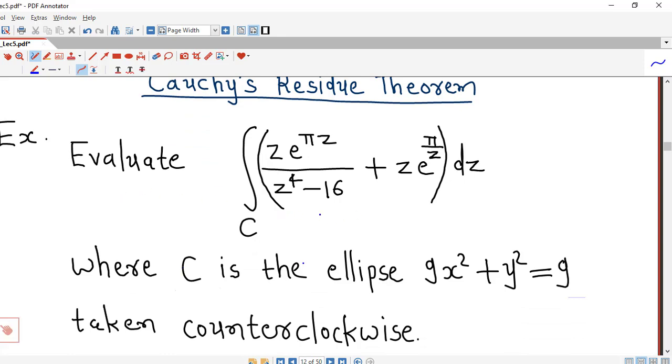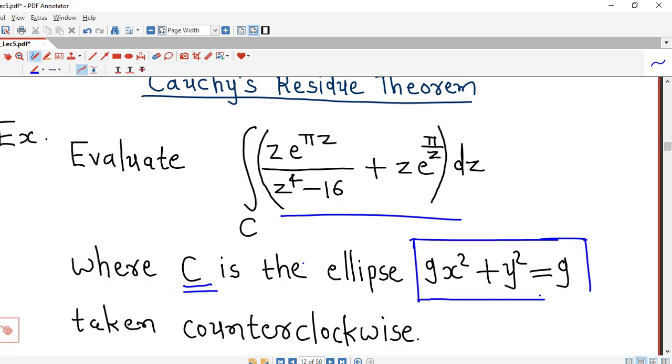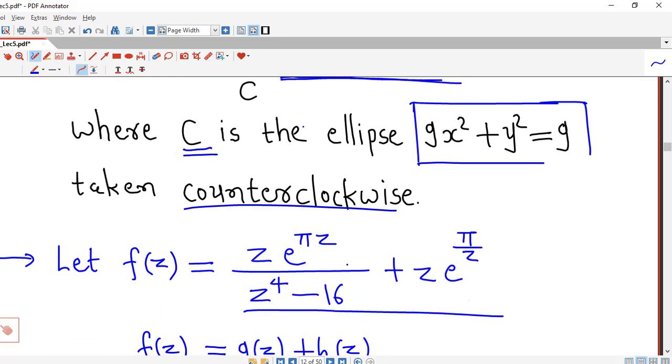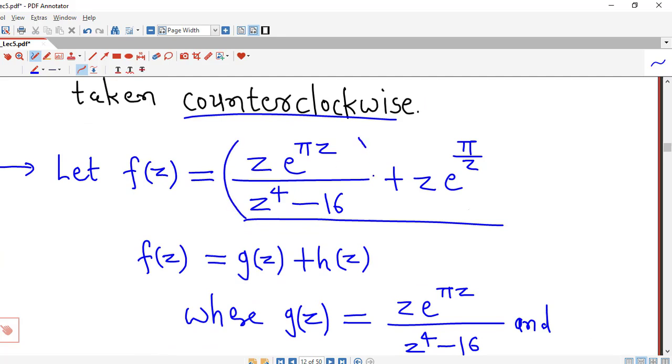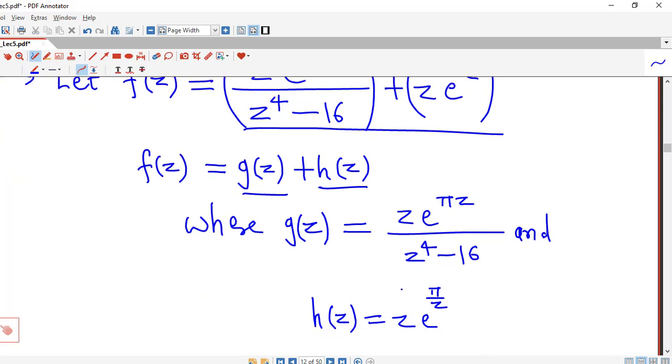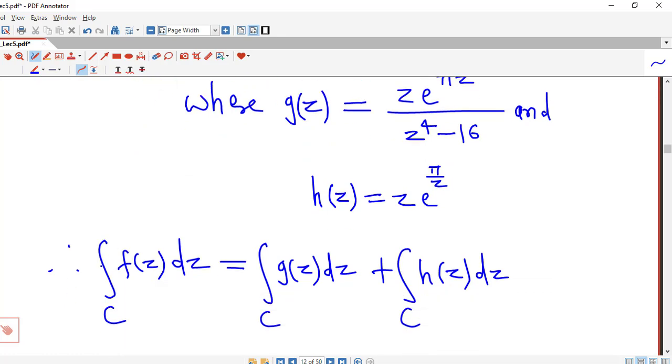We are asked to evaluate the complex integral of this function over the contour C, which is given as the ellipse 9x square plus y square equal to 9, taken in counterclockwise direction. Now if we observe the function in the integral, we can consider it as a sum of two different functions. First we consider f of z as the notation for the given function, and we call the first function g and the second function h. So g of z is z e raised to pi z over z raised to 4 minus 16, and h of z is z times e raised to pi by z. So the integral of f of z over contour C will be equal to the integral of g plus the integral of h. This is the notation for integral along a simple closed contour.